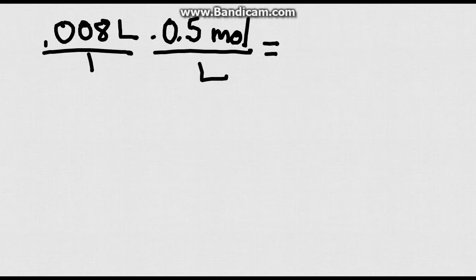So if we have 0.008 liters over 1 times 0.5 moles per liter, if we do this calculation, we will find we have 0.0004 moles.